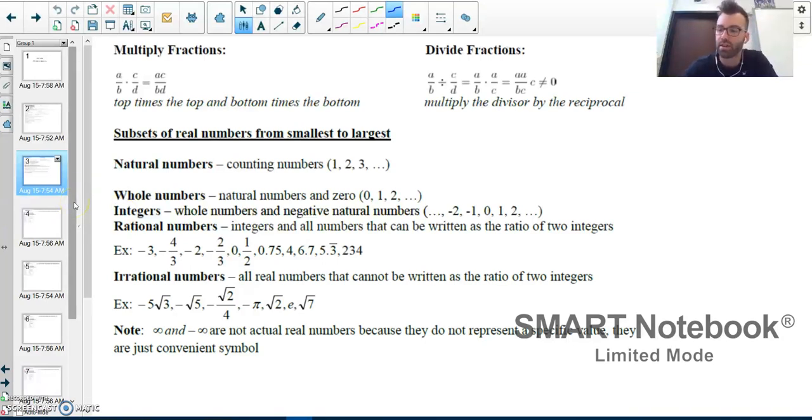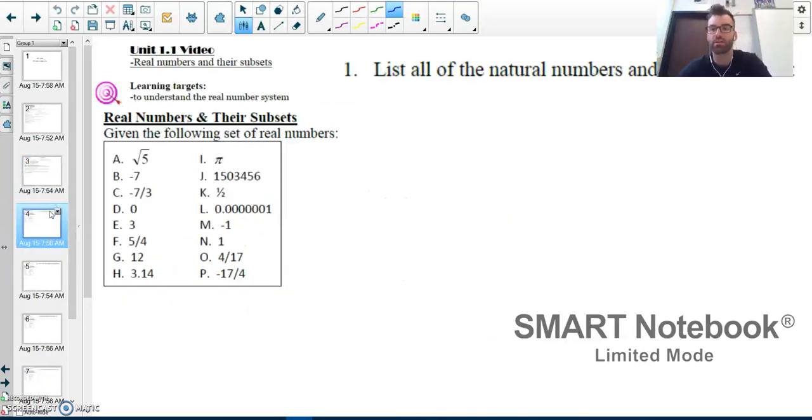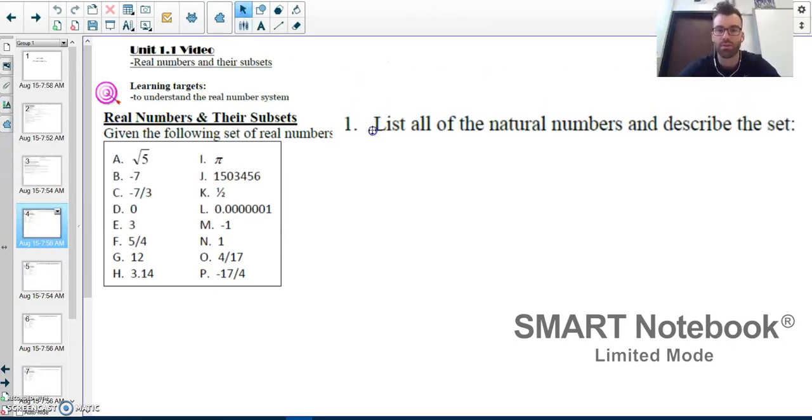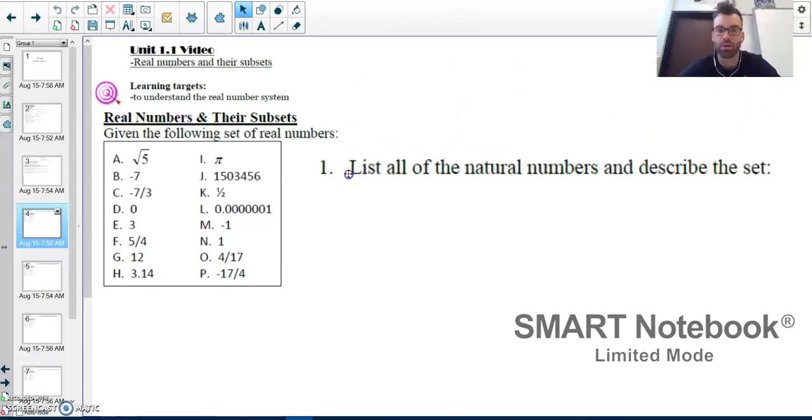So we're on the back of that first page now, where it says Unit 1 video. Today's learning targets are to understand the real number system, what the real number system is, the different types of real numbers there are, and different subsets within it. The first one we're going to talk about are natural numbers. I know this is kind of scrunched, so I'm going to try to write small because I know you don't have a lot of space, so I won't write too much.